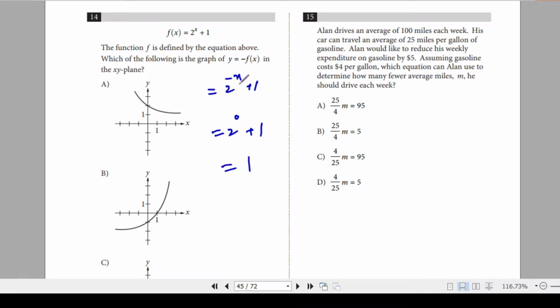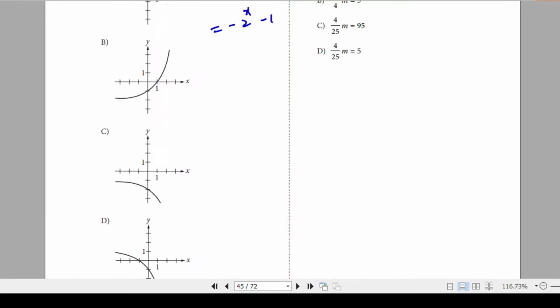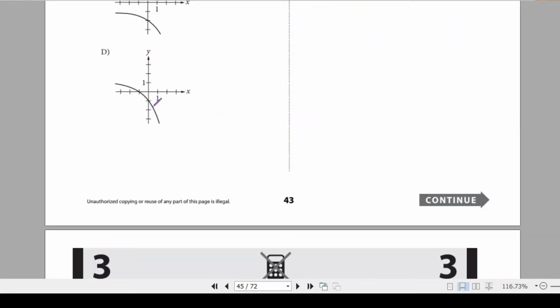Excuse me, I had to make the whole function negative. Negative f of x. Negative 2 power x plus 1. Sorry, I made this negative. Negative 2 power x plus negative 1. Alright. This is what we need to graph. So if we check out what is the y-intercept, because y-intercept here is 1, here is minus 1, and if we go down, this is minus 2 and this is minus 1.